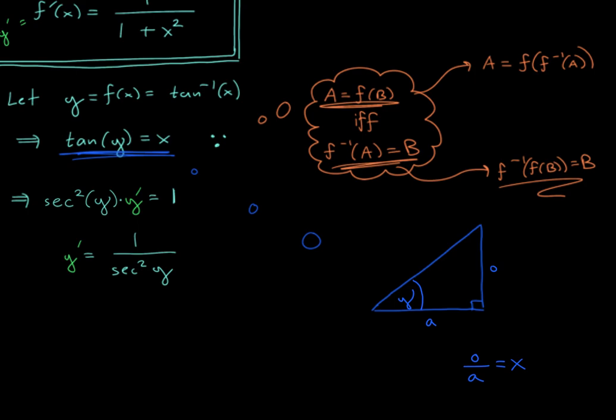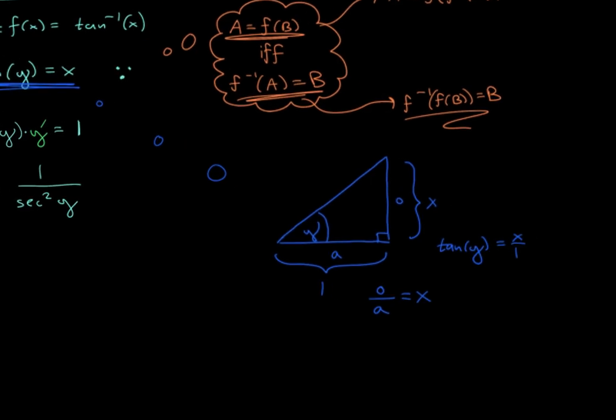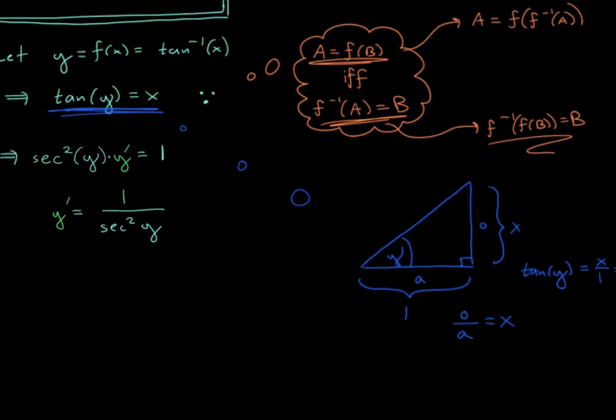So why don't I just make my job easy and declare that this opposite side is x and declare that this adjacent side is 1, because then in that case, it is indeed the case that tangent of y is opposite over adjacent. That's x over 1. In other words, that is x. So this triangle is what should hop into my head when I wrote this sentence down.